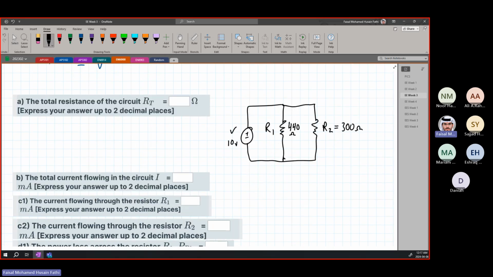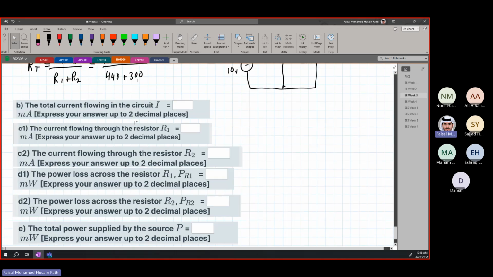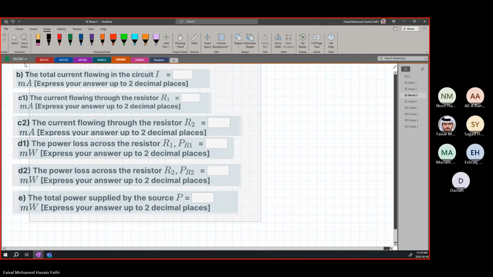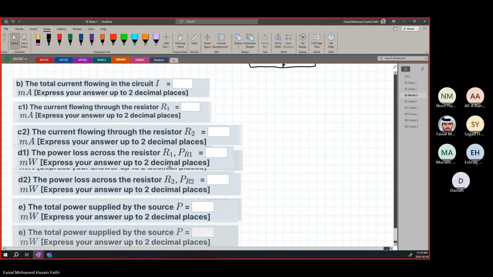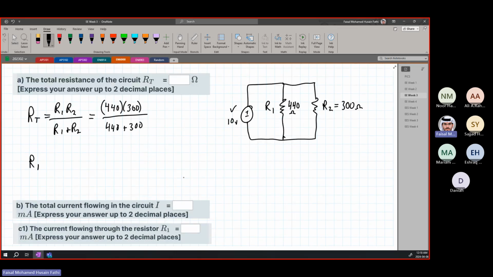Find the total resistance of the circuit. So how do you find that? Again, we just apply the equation we know. R total is equal to R1 R2 over R1 plus R2. So this is going to be 440 times 300 divided by 440 plus 300. Okay? Make some space. R total is equal to, if you just put this all into the calculator, it's going to be 178.38 ohms up to 2 decimal places.